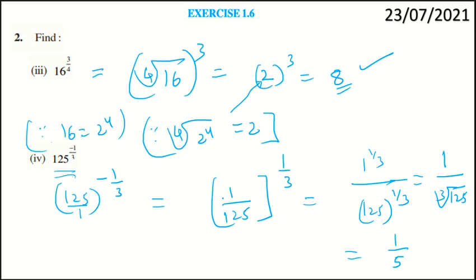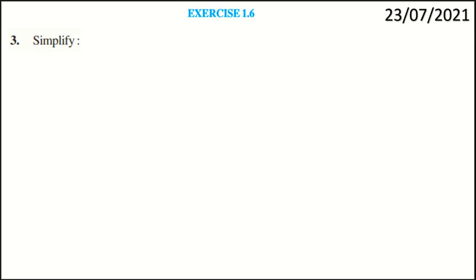Okay. Now third question. Third main question again contains sub questions. Sub question 1, 2 power 2 by 3 into 2 power 1 by 5 is 2 power 2 by 3 plus 1 by 5.